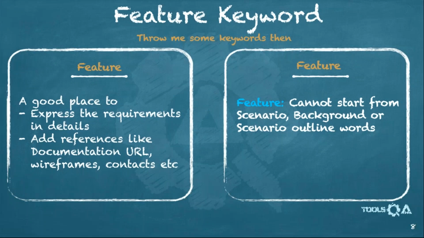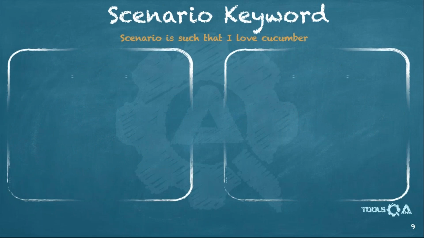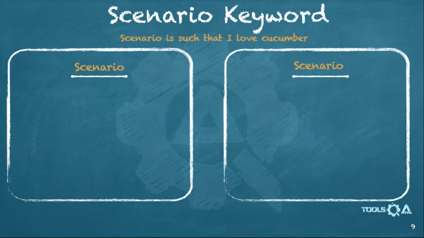So that's pretty much it. Let us see what we have next. The next keyword that we're going to talk about is the scenario keyword. Now, the scenario keyword basically represents a test case.